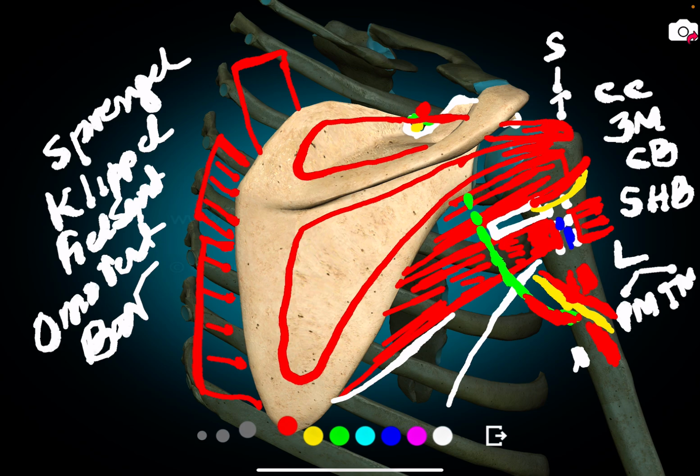The lateral triangular space, which is here, and the shaft of humerus, passes the radial nerve and the profunda brachii artery, and nothing passes through the medial triangular space bounded by teres minor, teres major, and long head of triceps. So these are the quadrangular and triangular spaces of the, and this is the latissimus dorsi. So these are the quadrangular and triangular spaces around this.